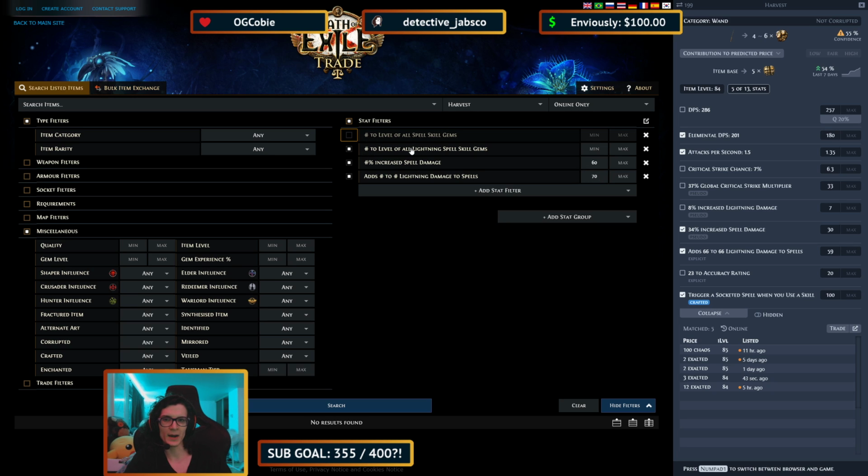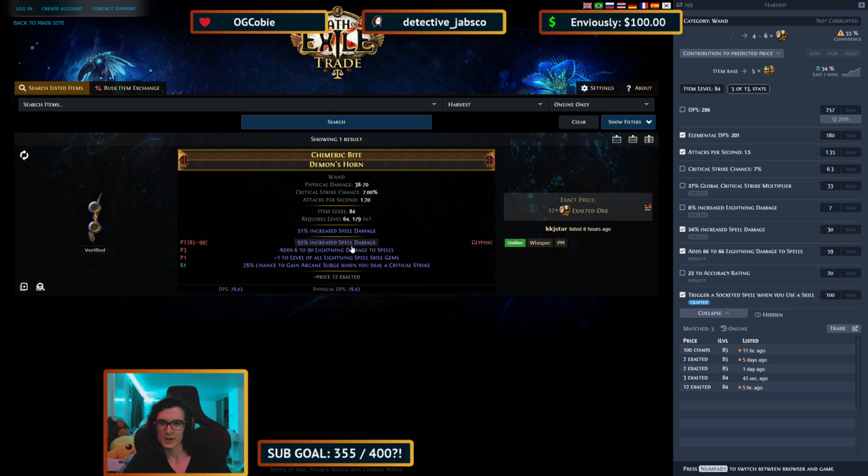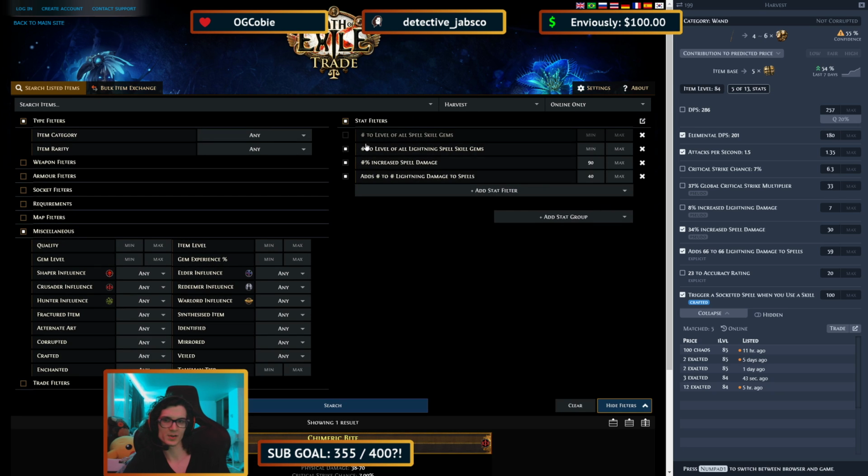So maybe you have a +1 lightning, and then the spell damage, and then the lightning. Now, let's put this higher because there is an implicit. Maybe this is too high. I'm not sure. I haven't really made any filters for those. All right, there we go. So we've got one here with T2 spell damage, T3 lightning damage to spells, and +1 all. Now you might look at this and be like, oh, this is worth 12 exalts. My one is worth 12 exalts.